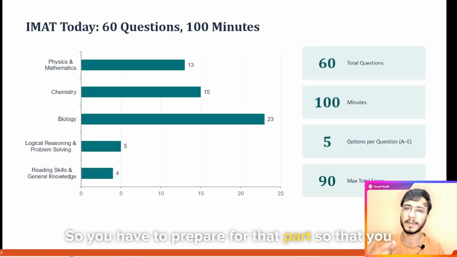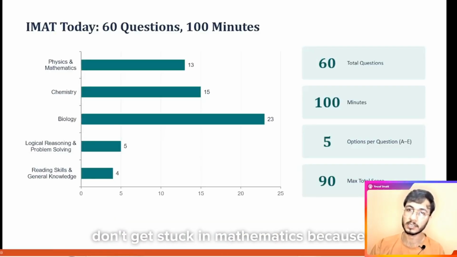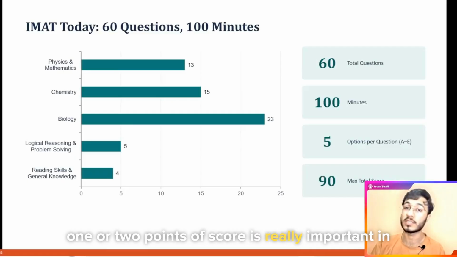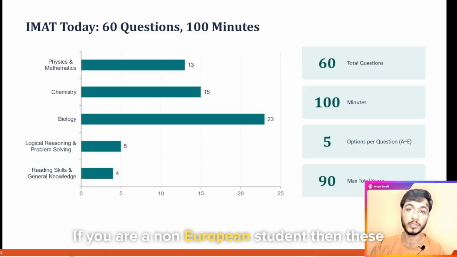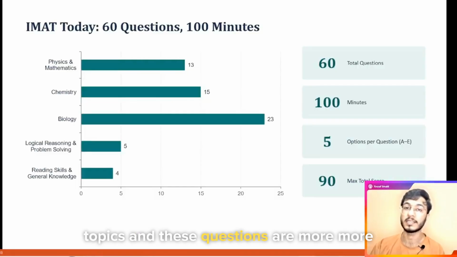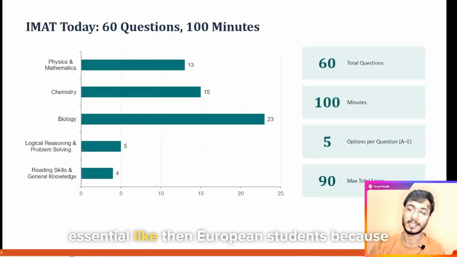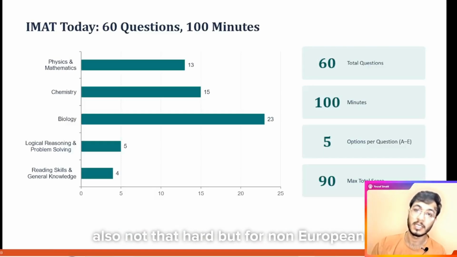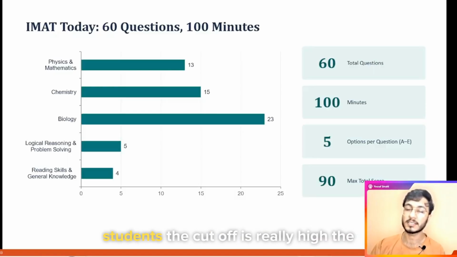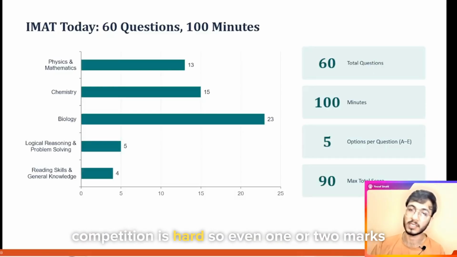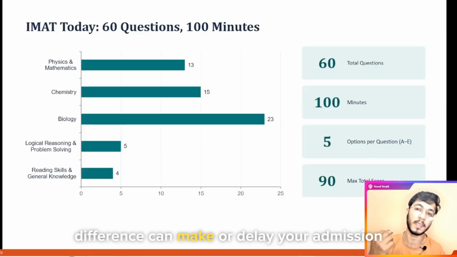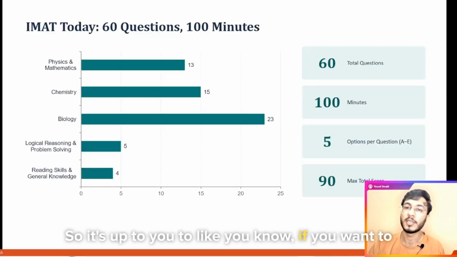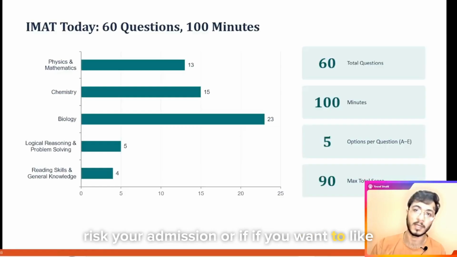So you have to prepare for that part so that you don't get stuck in mathematics, because mathematics is a really important part. Even 1 or 2 points of score is really important in a competitive exam. If you are a non-European student, then these topics and these questions are more essential than for European students, because the European cutoff is small and the competition is also not that hard. But for non-European students, the cutoff is really high, the competition is hard, so even 1 or 2 marks difference can make or delay your admission for 1 year. So it's up to you, if you want to risk your admission, or if you want to confirm your admission.